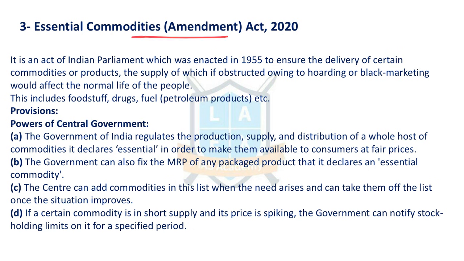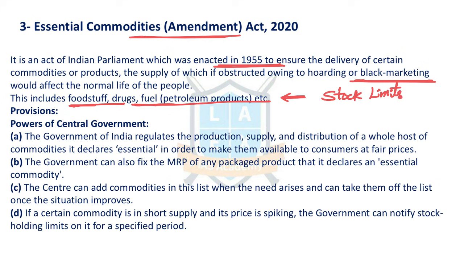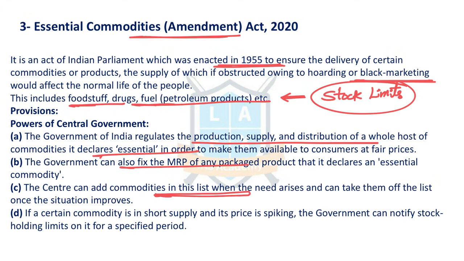Next comes the Essential Commodities Act 2020. The Essential Commodities Act was enacted in 1955. Now it is amended. The Essential Commodities Act includes foodstuff, drugs, fuel, etc. That means the government can impose stock limits, which is the maximum amount you can store. So, to remove hoarding or black marketing, stock limits can be imposed by the state governments. It is a central law, but state governments impose the stock limits according to the center's guidelines. Powers are with the central government to regulate the production, supply, and distribution of the essential commodities. It can also fix the MRPs, and delisting of various commodities from essential commodities is mentioned.